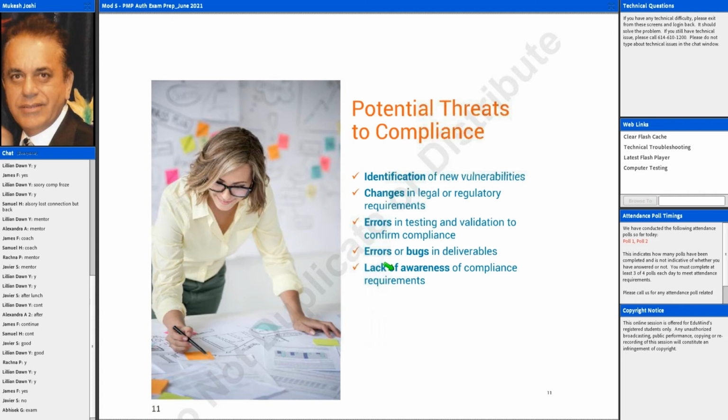So, for example, for egress, when within a building something happens, you need a minimum width of, let's say, 28 inches so you can exit in the event of an emergency. Well, in Canada, it's a lot wider. It's somewhere like 38 inches. All right. So, lack of awareness of compliance requirements. That's true, but also lack of awareness of compliance requirements in different countries. That's the responsibility that we should research during the planning stage so that this does not happen. So all this: identification of new vulnerabilities, changes in legal and regulatory requirements, errors or bugs in the deliverable, or lack of awareness of compliance requirements are potential threats to compliance.